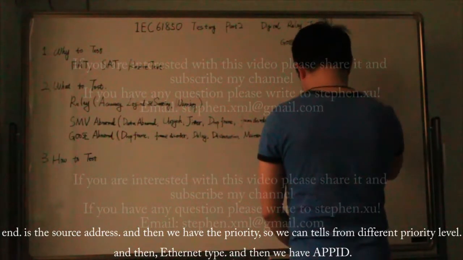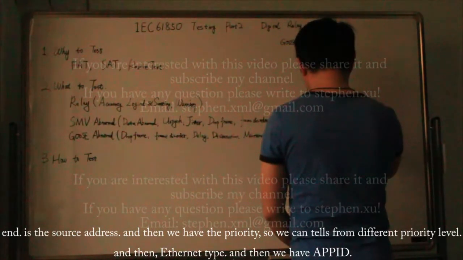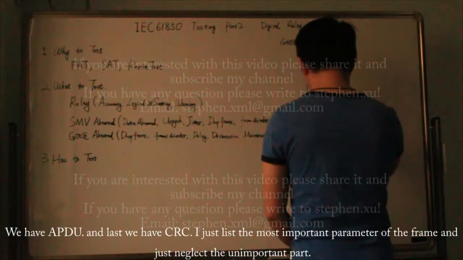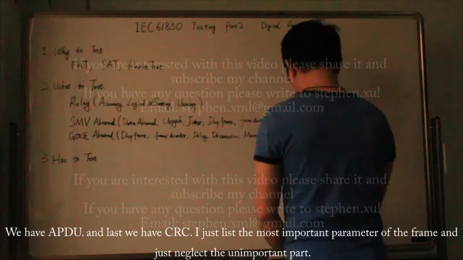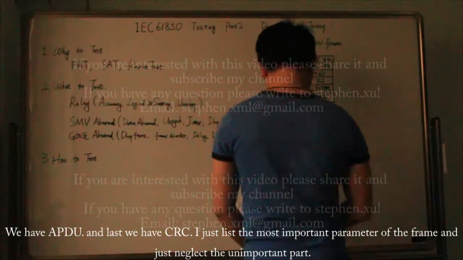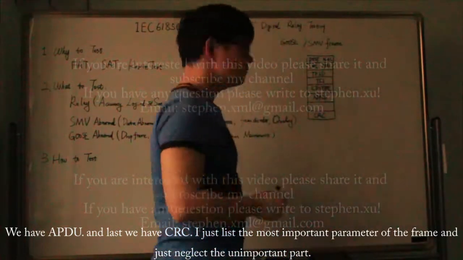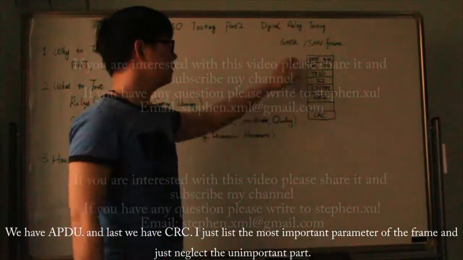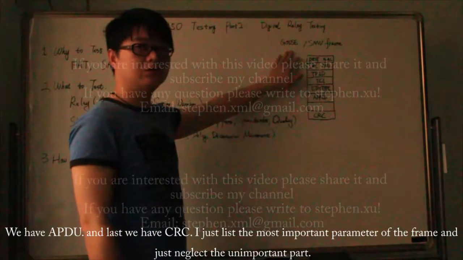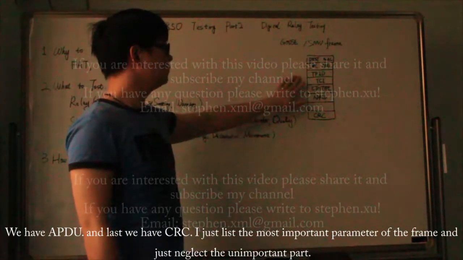And then we have APP ID. And then we have the length and reserved fields and so on. And last we have CRC. Here we can say it is a GOOSE frame.